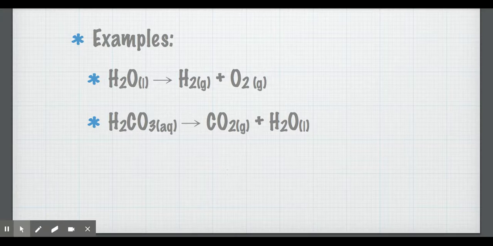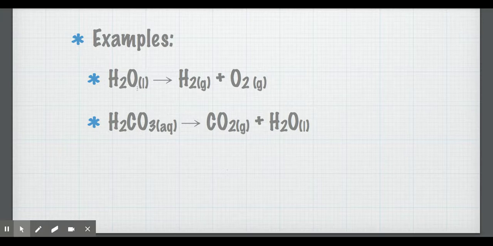So decomposition might be water breaking down into hydrogen gas and oxygen gas. This was the exact same example we had for our first synthesis reaction, just backwards. So decomposition is synthesis running in reverse. I'm breaking this molecule down into two smaller molecules. So instead of my plus sign being on my left-hand side, I now have my plus sign on my right-hand side. Same idea, this is our exact same reaction as before.